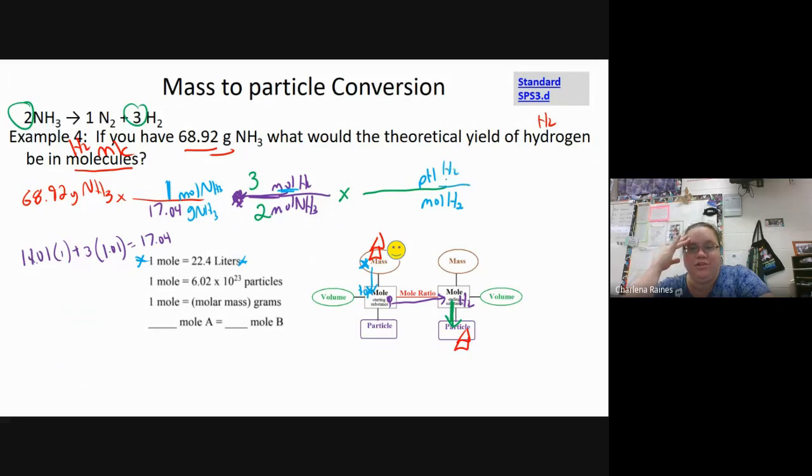It's okay. They're interchangeable. So particles is what I'm going to. It's on top. That means my Avogadro's number is on top. And my 1 has to be on the bottom.